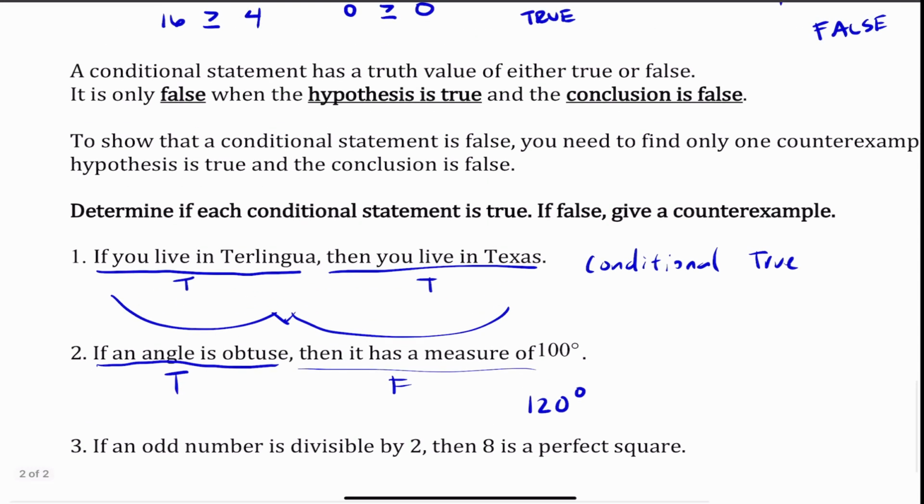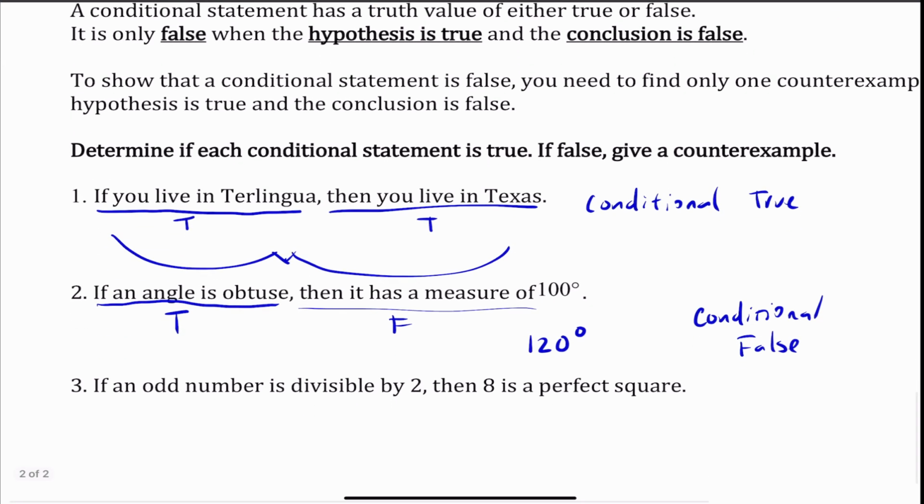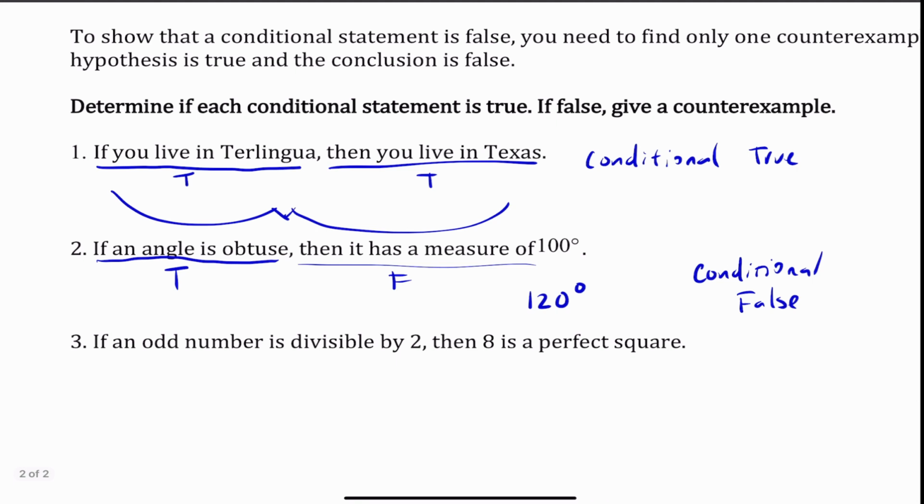So this means that if I have a hypothesis that is true and the conclusion is false, then we can say that the conditional, this whole sentence here, is false. Number 3. If an odd number is divisible by 2, then 8 is a perfect square. Well, an odd number cannot be divisible by 2, so that's false. Then 8 is a perfect square. Well, 8 is not a perfect square. If an odd number is divisible by 2, does it imply that 8 is a perfect square? No.